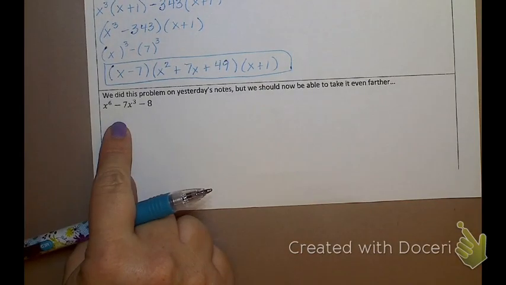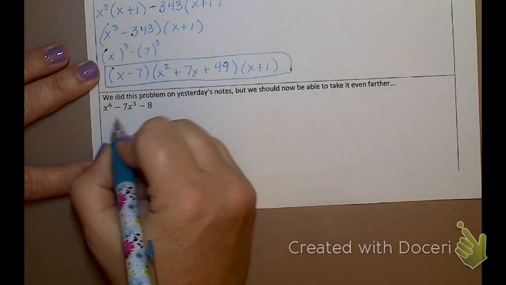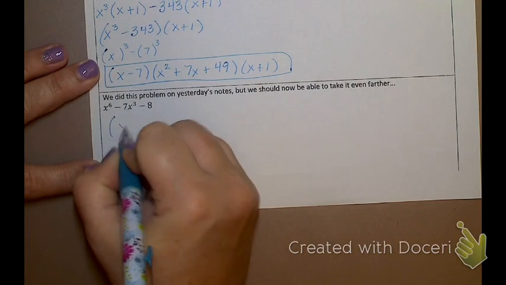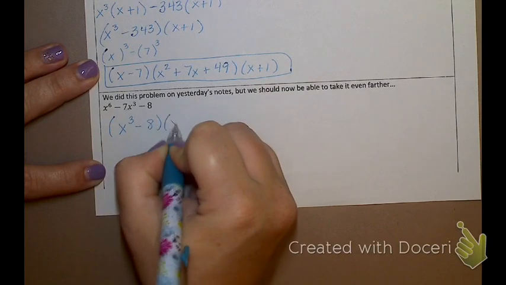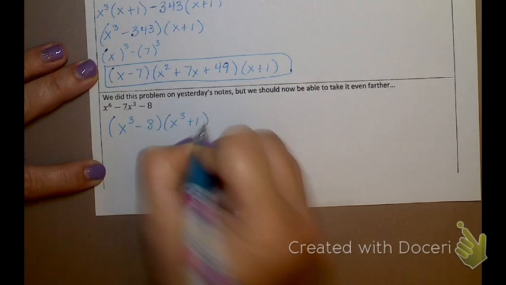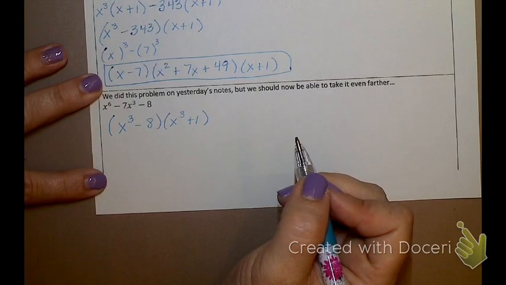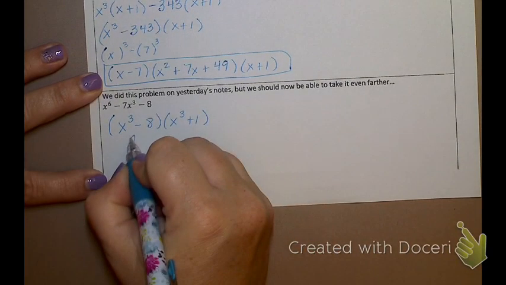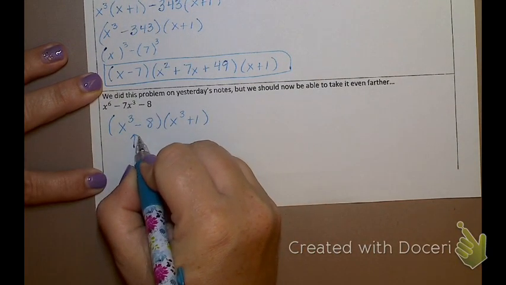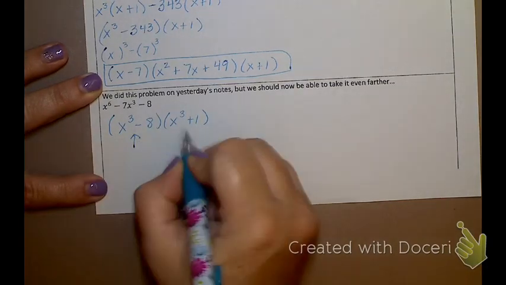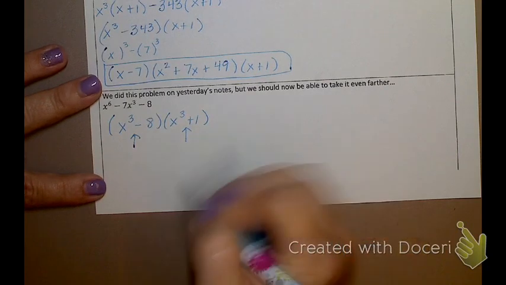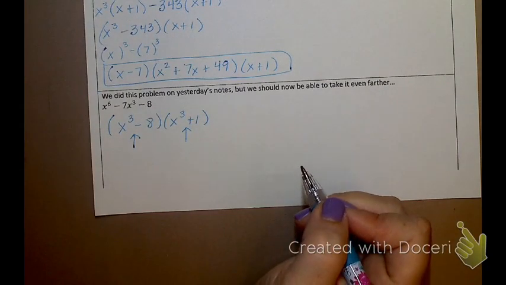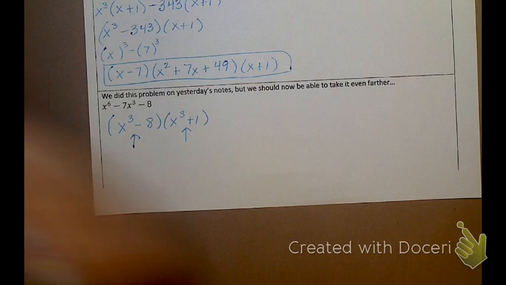Okay. Now, this problem we did the other day. We used our snowflake on this, and it factored into x to the third minus 8 and x to the third plus 1. And I said, we'll talk about how you can factor that further. What do I have here? Difference of cubes. What do I have here? Sum of cubes. See if you can break both of those down into what they factor into. So let's finish this one off.